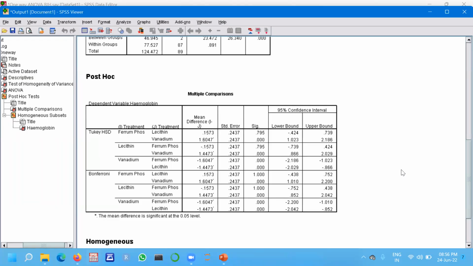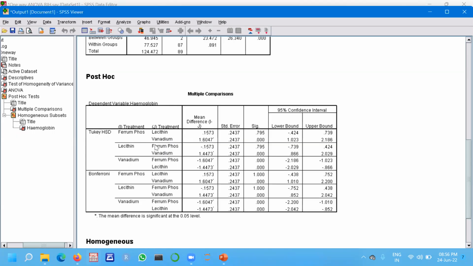Now let us see here. When you compare the ferrum-phos group and the lecithin group, I'm taking only Tukey, not Bonferroni. See the significance level, p. It is more than 0.05, so it is not significant. The change in mean hemoglobin between the ferrum-phos group and the lecithin group does not significantly differ; there is no significant difference between these groups.